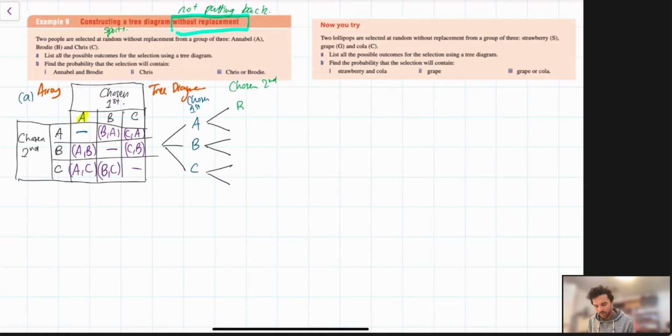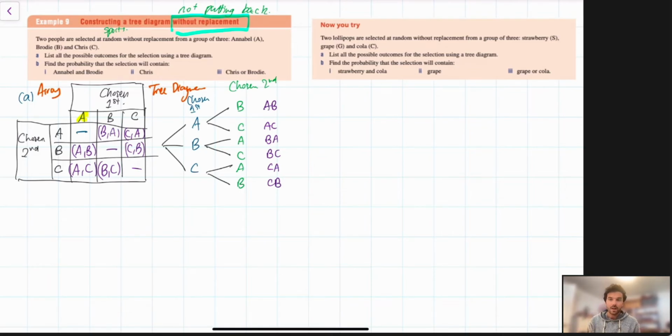You've got Brody, Chris. If we have chosen Brody, the only people left is Annabelle and Chris. And if we choose Chris, the only people left is going to be Annabelle and Brody. Then afterwards, we put all the possible outcomes. AB, AC, BA, BC, CA, and CB. Now that we've done that, we can answer our questions.